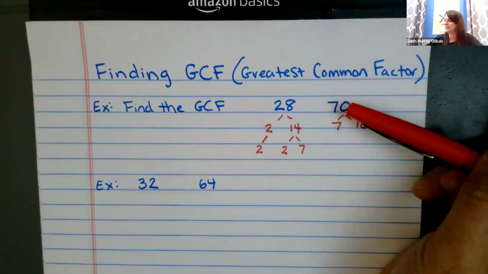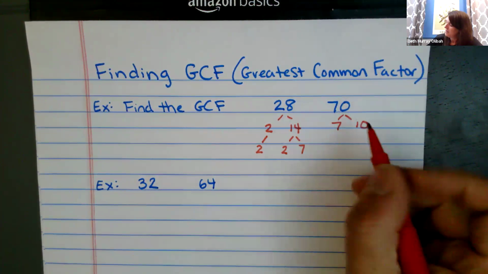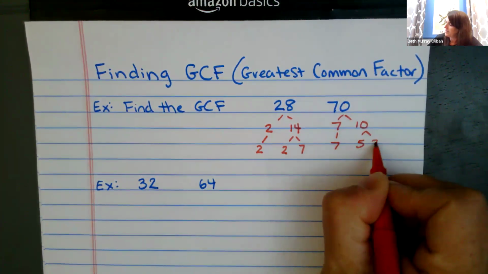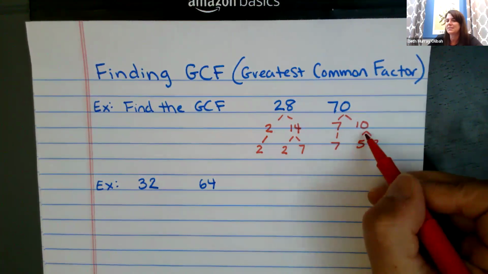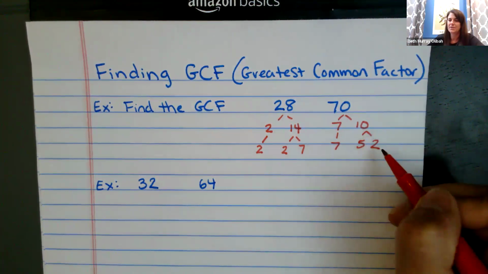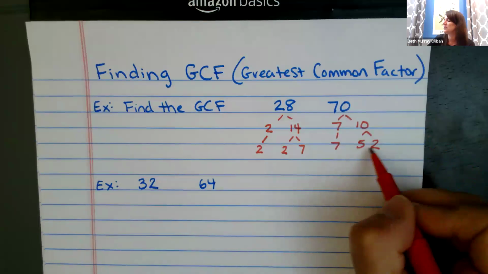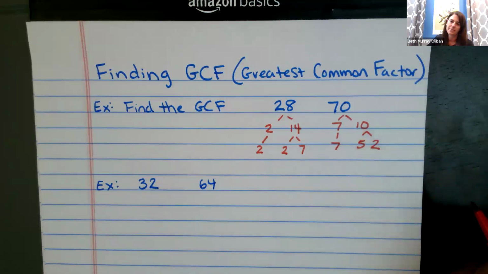Anything that ends in a 0, you can always use 10. 7 is done, but 10 we can split into 5 times 2. Be careful because it's easy to accidentally put a 5 and a 5, because you want to split that 10 into a 5 and a 5, but that doesn't work because we need two numbers that multiply to 10.